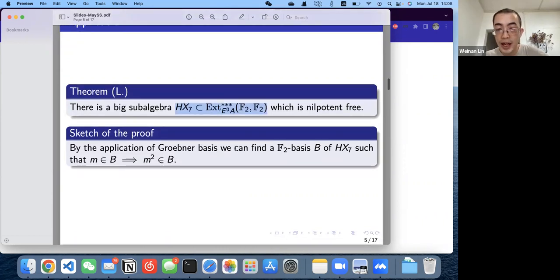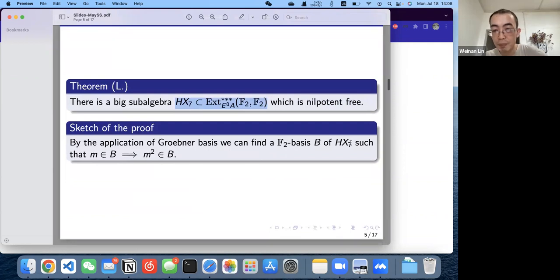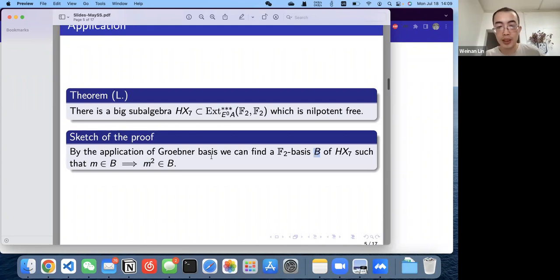So by Gröbner basis, I found an F2 basis B of this subalgebra such that this basis is closed under the Frobenius map. Which means that if you have a monomial inside the basis, then the square of that is also in the basis. So if you have a linear combination which is zero in this algebra, then if you square that, because the squaring is the Frobenius map, which is a ring homomorphism, you get a sum of the squares. Then all those squares are in the basis again, and therefore the square cannot be zero. So if an element is not zero, then you square it, it's still not zero in this subalgebra B. And so with the help of Gröbner basis, I'm able to prove such a theorem.